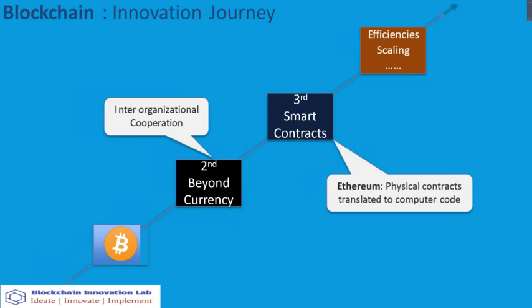So, efficiency and scaling. There is currently some problem with respect to the efficiency of a blockchain platform. The Bitcoin blockchain has only 7 to 8 transactions per second. However, in real time, if you want to take this kind of technology to the real world, that is ideally not possible. You need to have a larger number of transactions on the blockchain to make this technology successful.